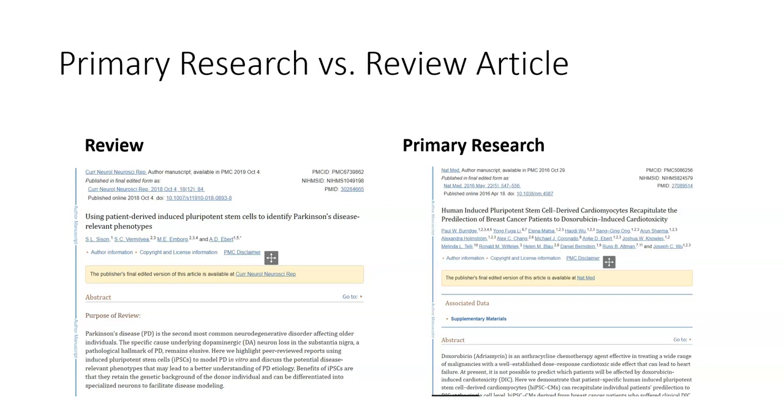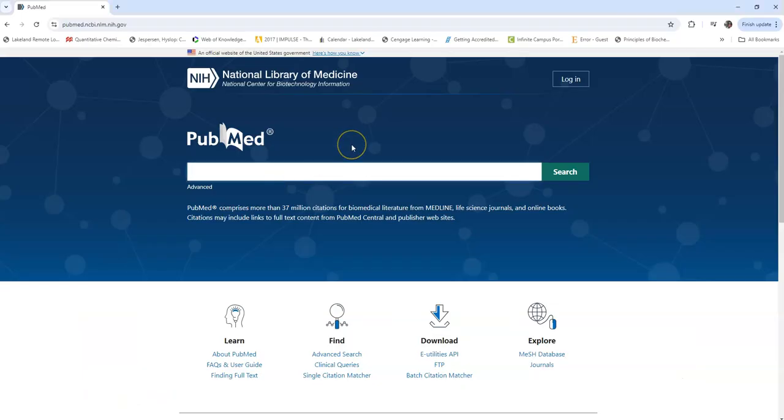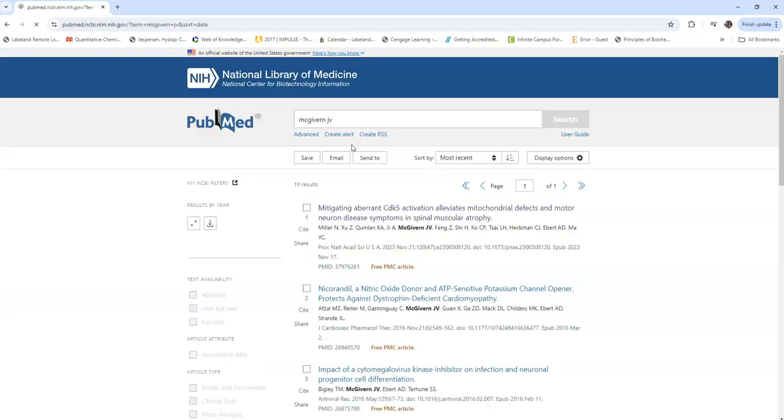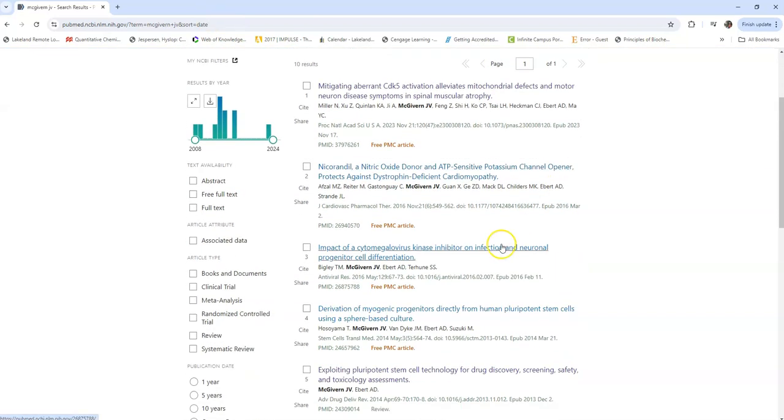But then you want to fill in these review articles with actual primary research and understand what's happening at a deeper level as well. So if we're looking for a review or a primary research article, for example, if I go here and type in my name, I have some articles that I have written.